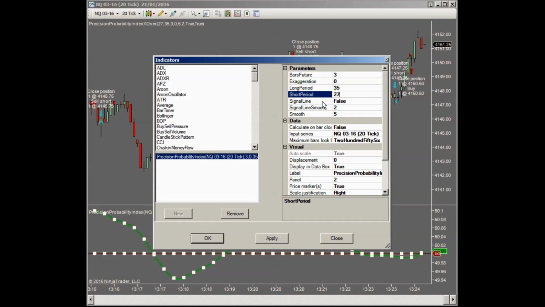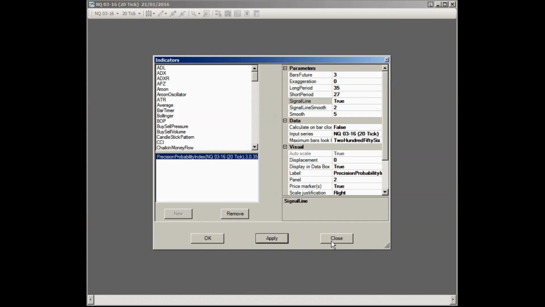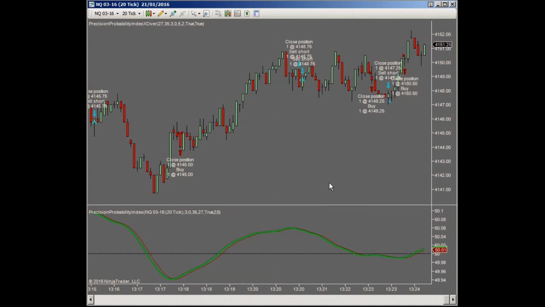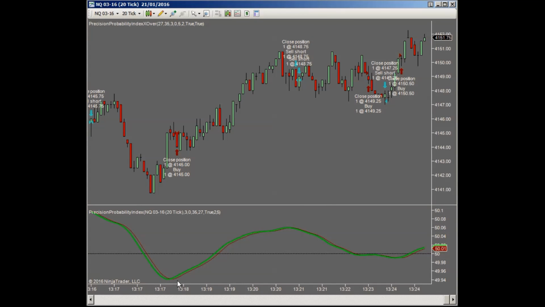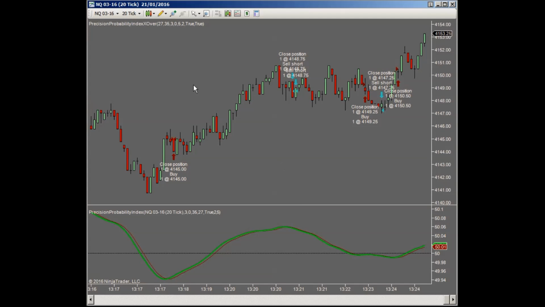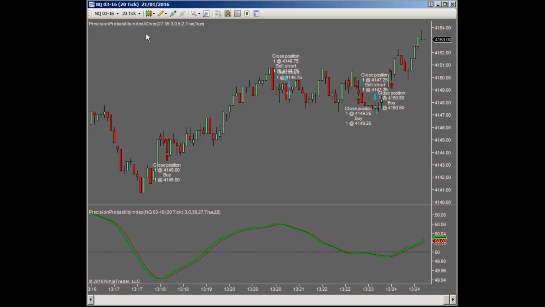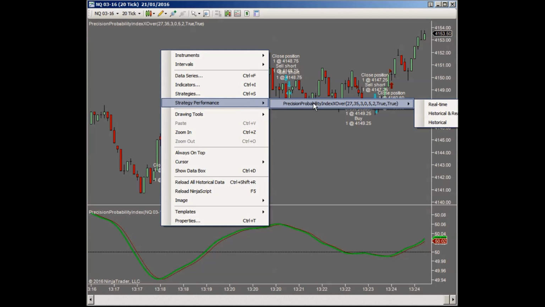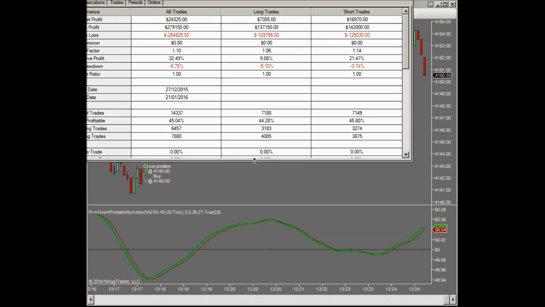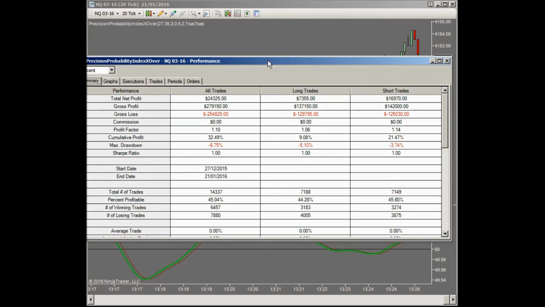I'm just going to enable the signal line, and the strategy we're looking at here works on the crossing of the signal line. We're looking at a 20 tick chart of the NASDAQ. I'm just going to quickly show you this performance report.